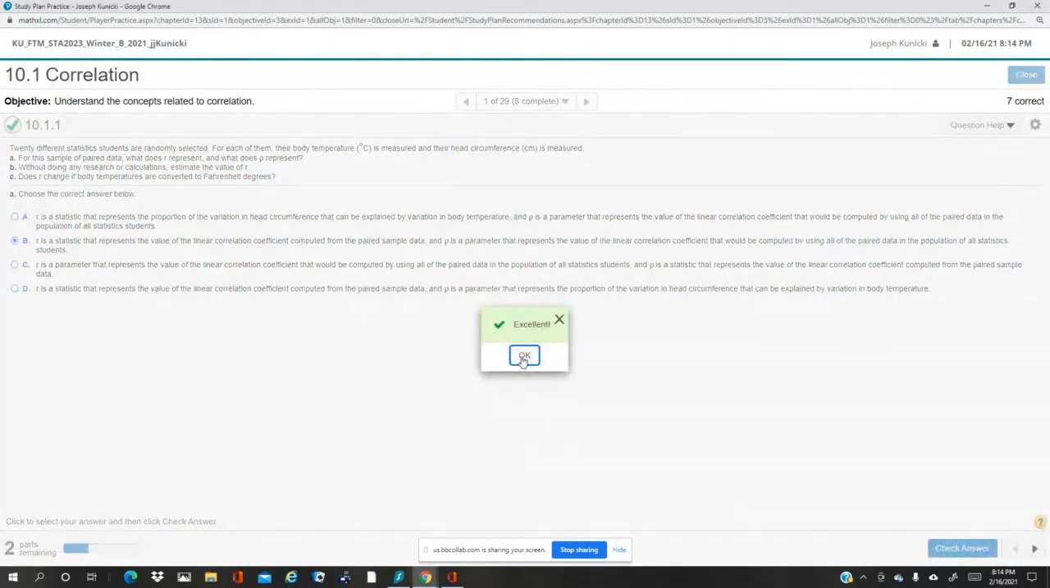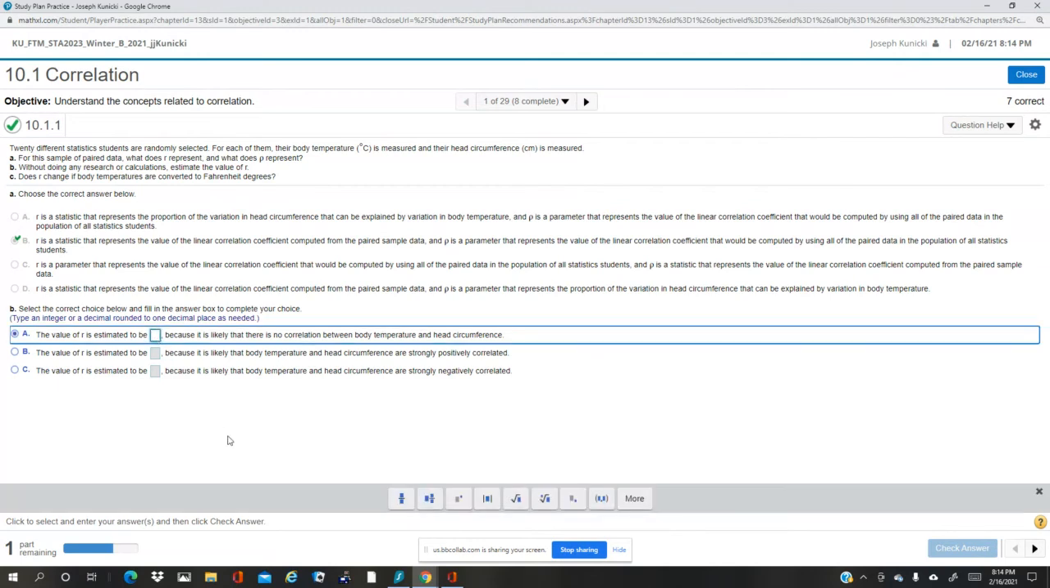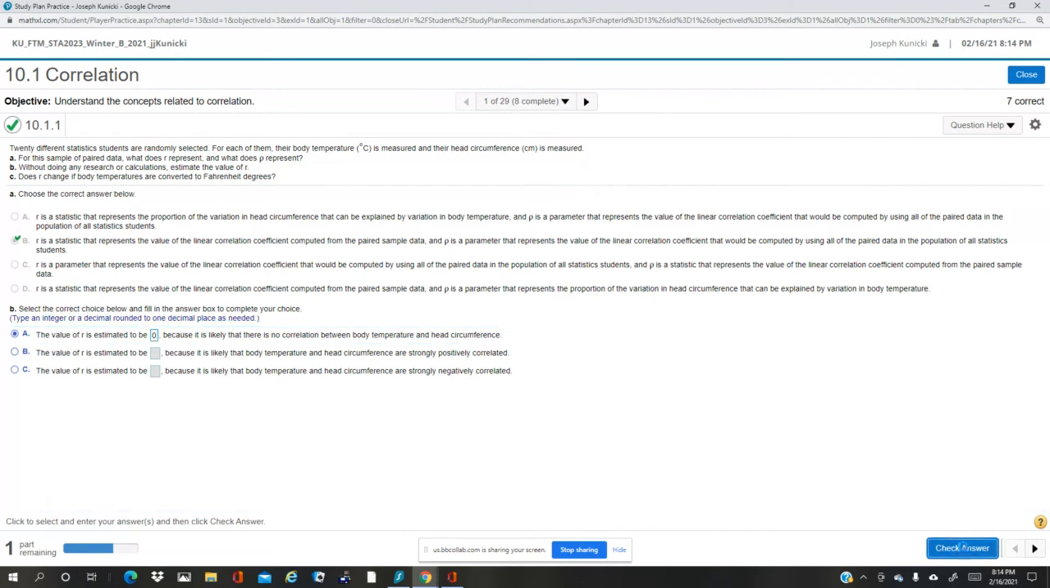Okay. And then what they're trying to drive here in part B is, without doing any research or calculations, because we don't have any data, do you expect there to be any relationship between body temperature and head size? Given all the people in the world, I don't care what kind of sample you pick, if you pick a random sample, there's not going to be any relationship. So there is no correlation. So it's likely to be 0, which means a straight, horizontal line. There is no correlation.